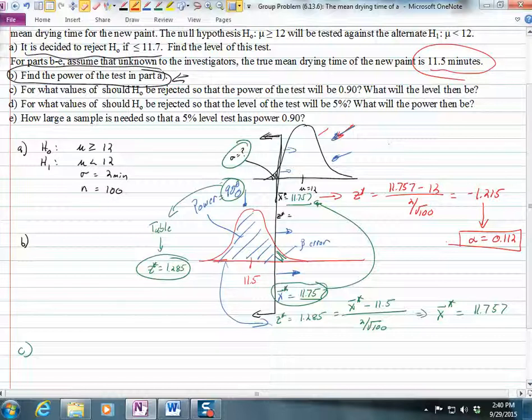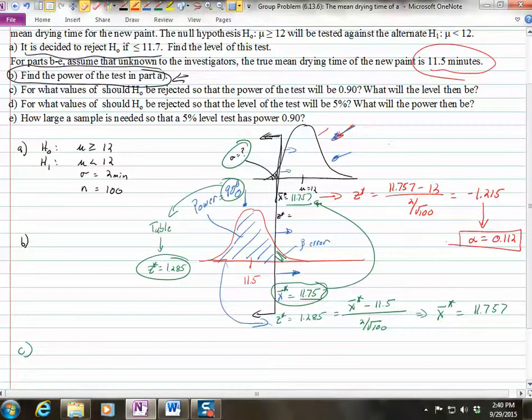So let's generalize. When we move from part B to part C, what did we do to power? We increase it, decrease it, keep the same. When we increased power, what happened to alpha? Increased, right? So we tried to make the power better, and it made our alpha error worse, right?